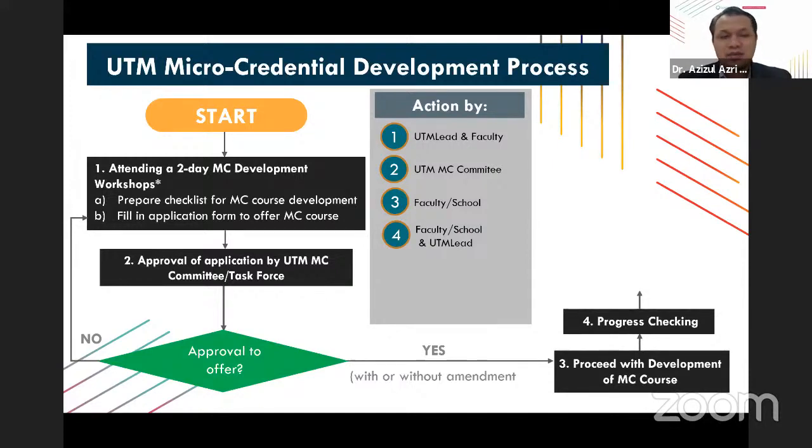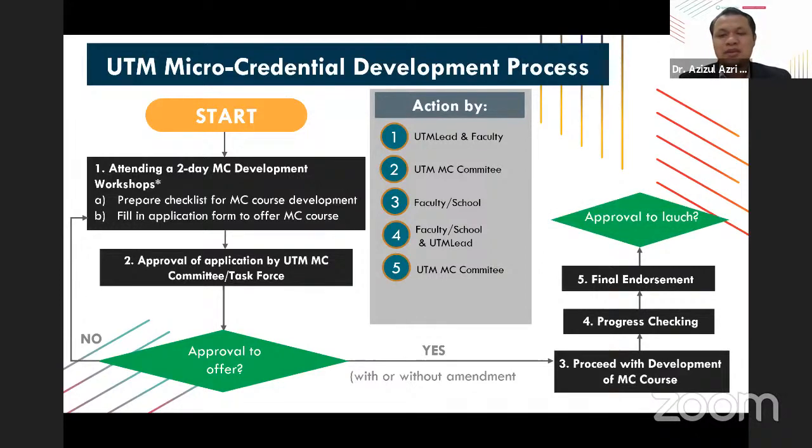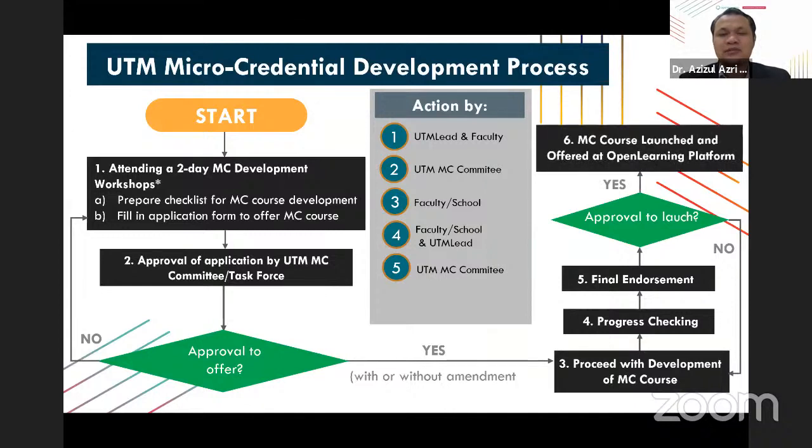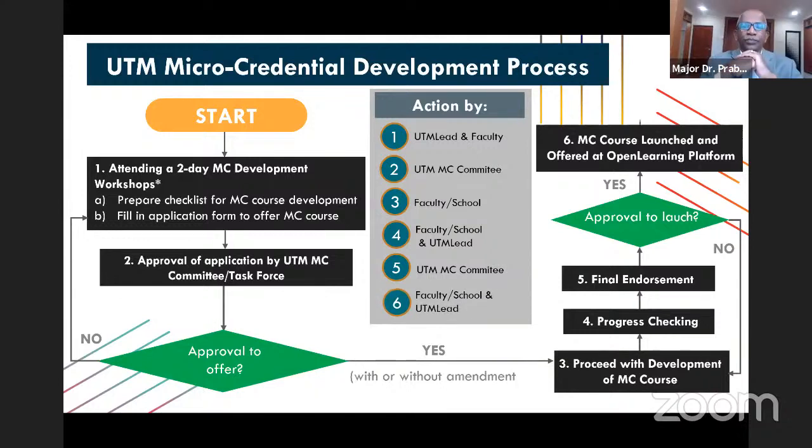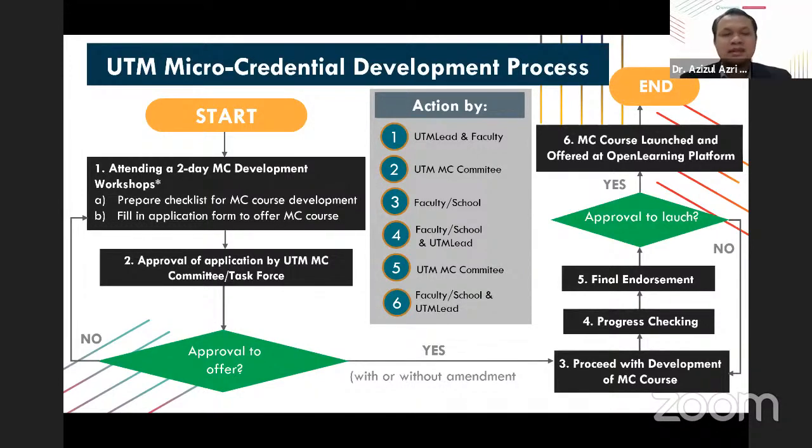We can also help them in checking the quality of the materials. After they have finalized everything, we send all the materials back to the UTM MC committee for a final endorsement. They will check the quality of the materials. If it is not up to the required standard, then we will send it back for improvement. Otherwise, we will accept it, and finally, in the last step, we will launch and offer the course in the open learning platform. Then that will be the end of the process. So this is the development process that we have in UTM.